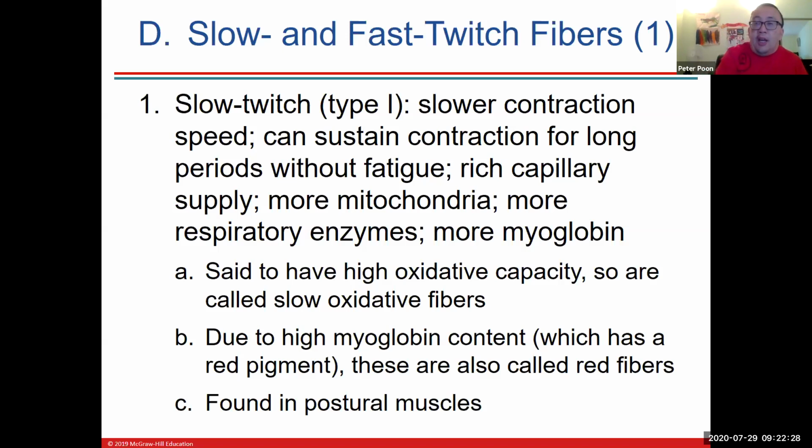So what does this look like? In chickens, this is the dark meat. I like to explain this using chickens. There's white meat and there's dark meat on a chicken. This is dark meat on a chicken. They're found in postural muscles in humans. But think about a chicken: a bird that walks around all day pecking at the ground. Their legs are going to be used all the time. And for the muscles that you use all the time, you need to be able to sustain contraction for long periods of time without fatigue.